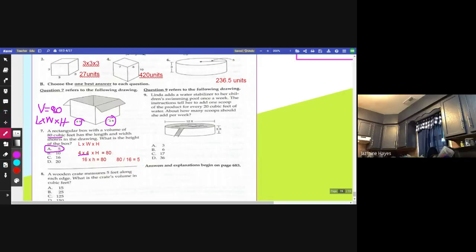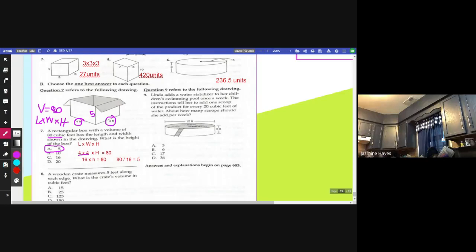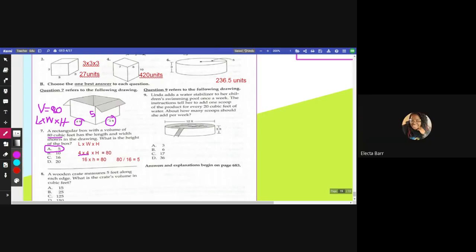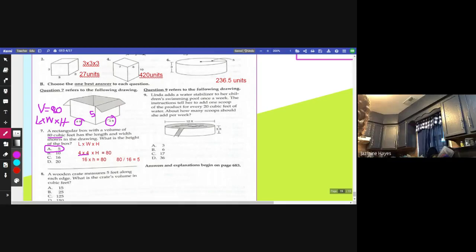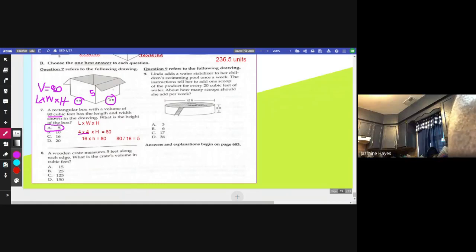Now if you want to go back and check yourself, now that we know the height is 5, remember to find the volume you would do length times width times height. So I would do 4 times 4 times 5, and you should get 80. Okay. All right. Any questions about number 7 before we move on to 8 and 9? Okay. No, I think I got that now.